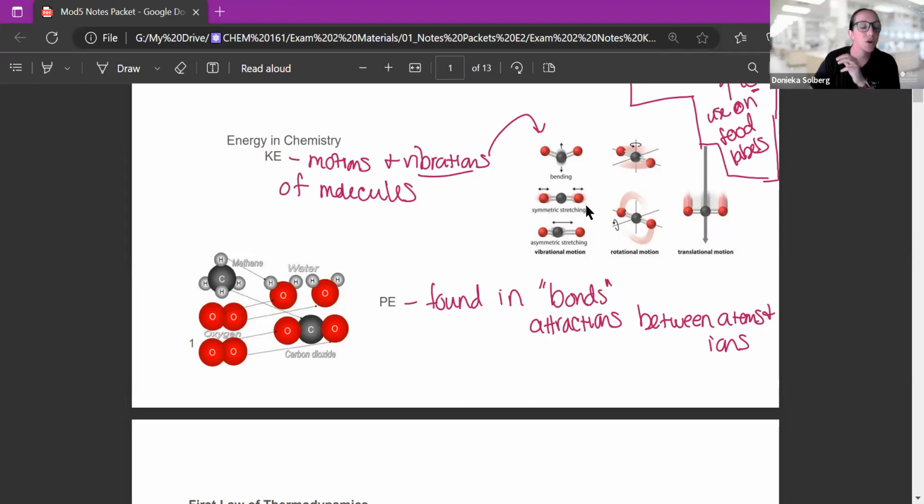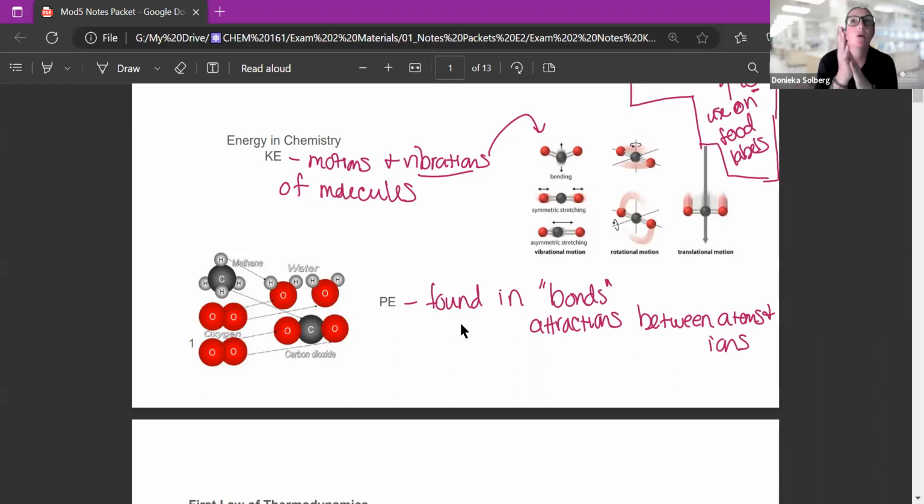Okay, so the energy associated with a bond is the energy associated with an attraction between, like, an oxygen and a hydrogen in that bond. There's also energy associated with the attraction between one molecule and another molecule. So that's where the potential energy of molecules is found.